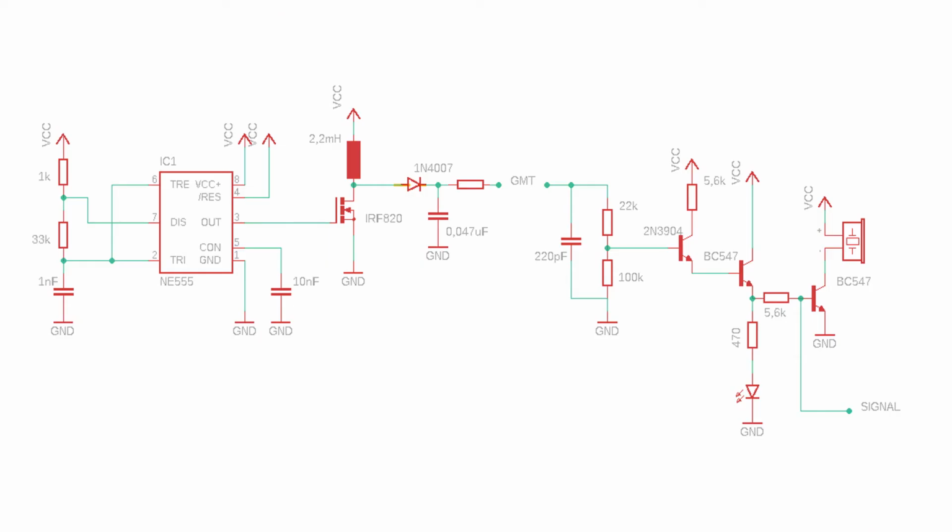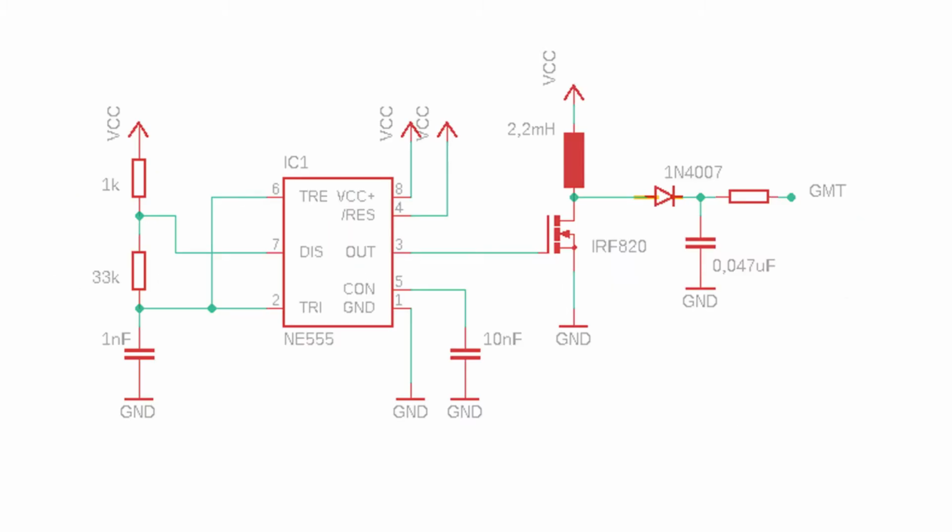The first part is to create the high voltage for the Geiger tube. It consists of an NE555 timer creating a 20 kHz square wave with a 1 kilo ohm resistor, a 33 kilo ohm resistor and a 1 nanofarad capacitor. It should be 20 kHz or higher to not make annoying noises.